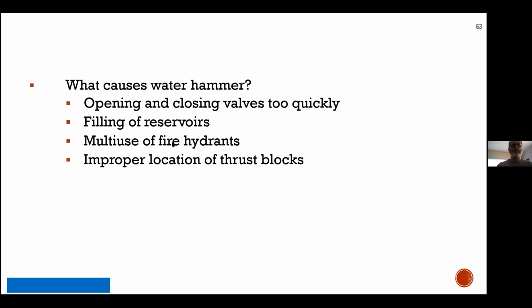What causes water hammer? Well, it's not the thrust blocks, it's not too many fire hydrants being used, but that's a potential issue there. The best answer is opening and closing valves too quickly. Filling reservoirs should be happening on a regular basis, and that should have been designed and taken into consideration.